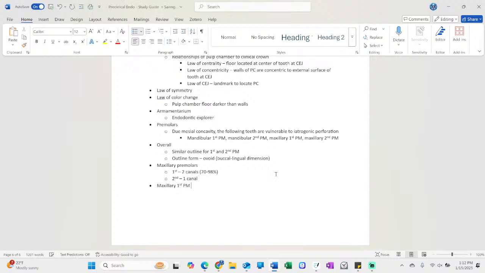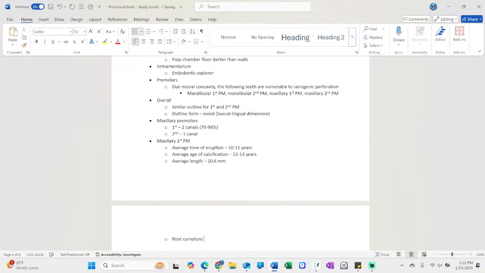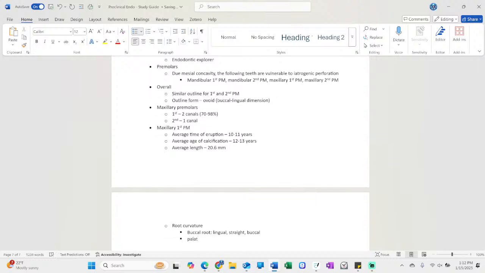So, the first premolar erupts typically between 10 to 11 years. Obviously boys, males, can be a little bit behind that. And on average, they're about 20.6 millimeters long. Most of the time, the buccal root is going to curve to the lingual, and most of the time, the palatal root is going to be pretty straight. You guys will also learn that pretty well, not only from endo, but from extracting maxillary first premolars, how frustrating those little root tips can be.